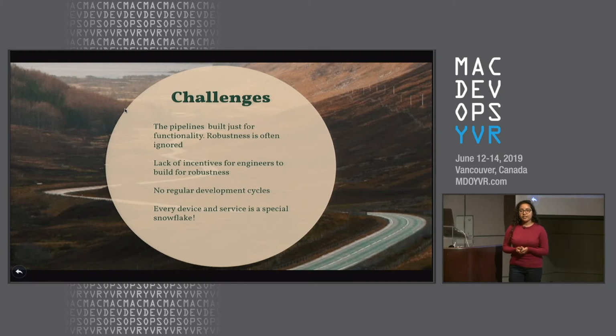As I mentioned earlier, the pipelines are usually built just for functionality and not for robustness. A reason for that is the rewarding structure. Only functionality is rewarded, speed is rewarded. We are not necessarily incentivizing our engineers for resilience and for robust builds.